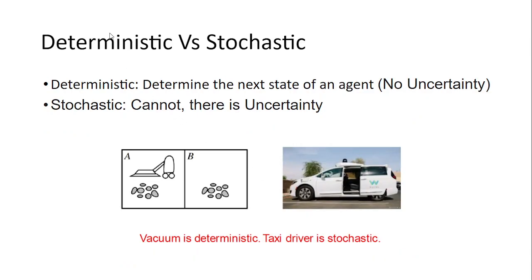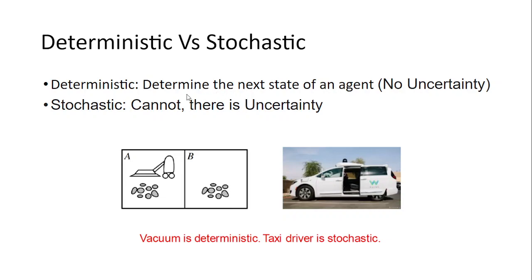Now the next one is deterministic versus stochastic. Deterministic is where you can determine what the next state of the agent is going to be. State is anything. If I've not discussed what state is, state is basically the current, how would I say, what is happening? What is the current situation? That is what the state is.